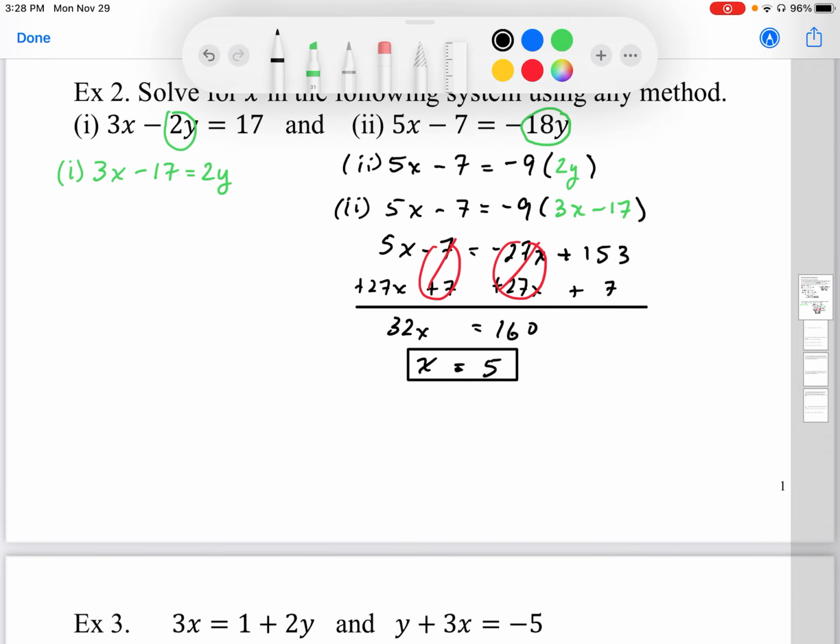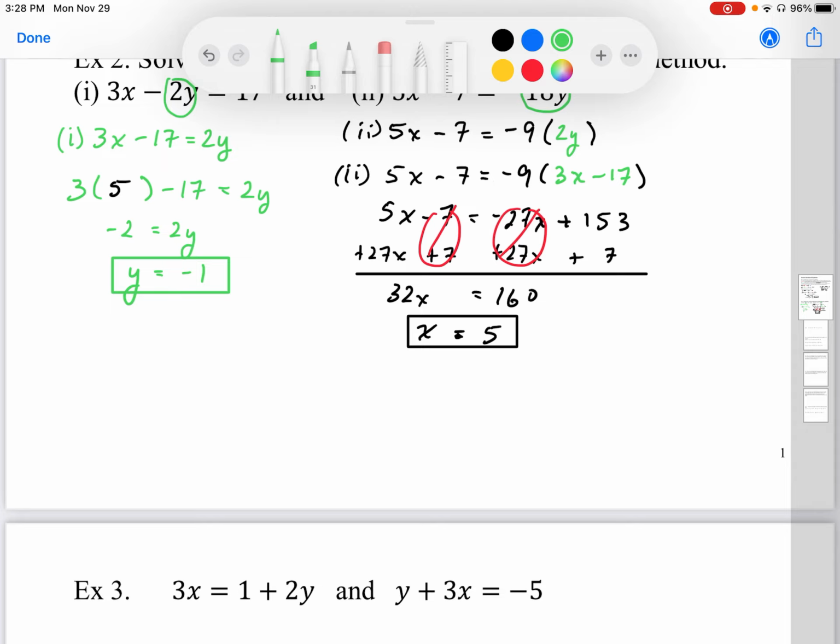And then solving for y, what I can do is plug the x back into my equation 1. So instead of x, I'm going to replace that with x equals 5. I'm doing a like-for-like replacement. Then solving this, I get 15 minus 17 is negative 2 equals 2y. That makes my y value equal to negative 1. So those are my two solutions for x and y.